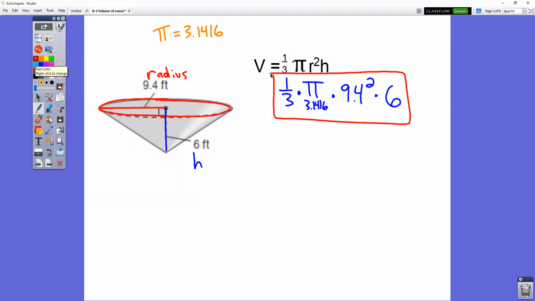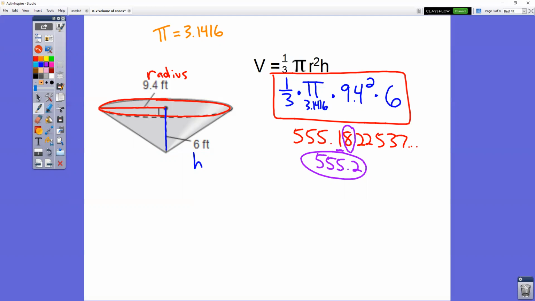When you go and type it into the calculator, you get an answer of 555.1822537, blah, blah, blah at the end. We're going to round it to the nearest tenth. The 1 is in the tenths place. We need to look at the number after it. That is 5 or higher. So we're going to round up to be 555.2.